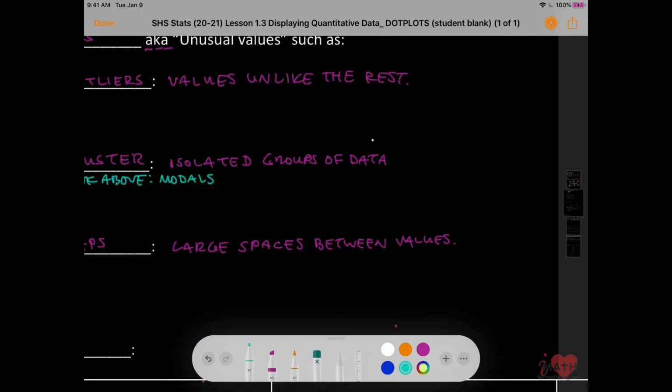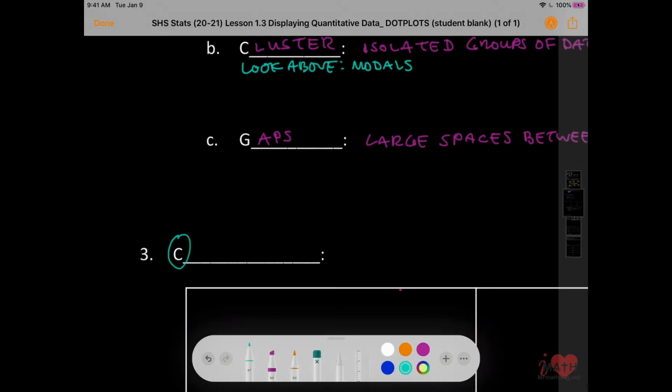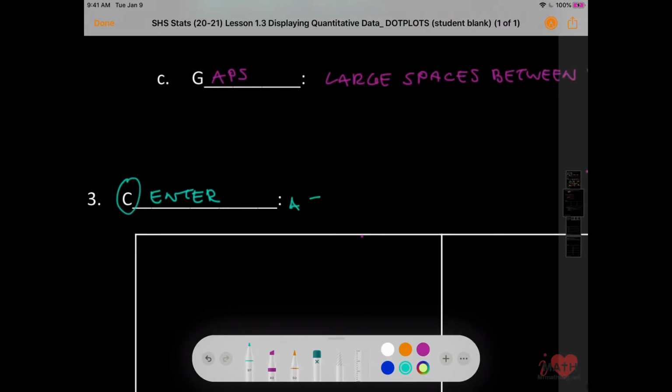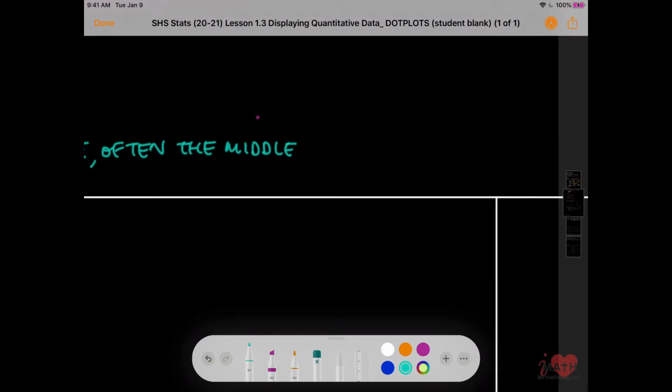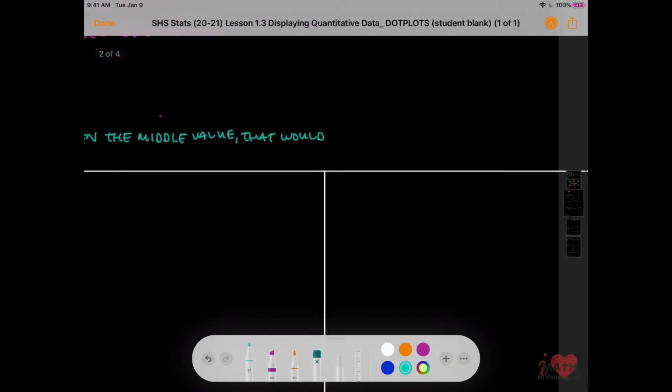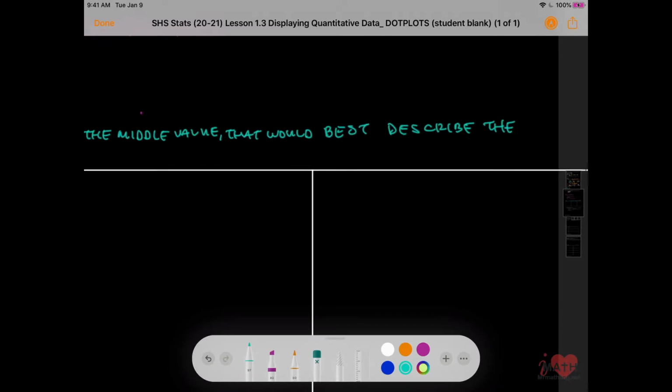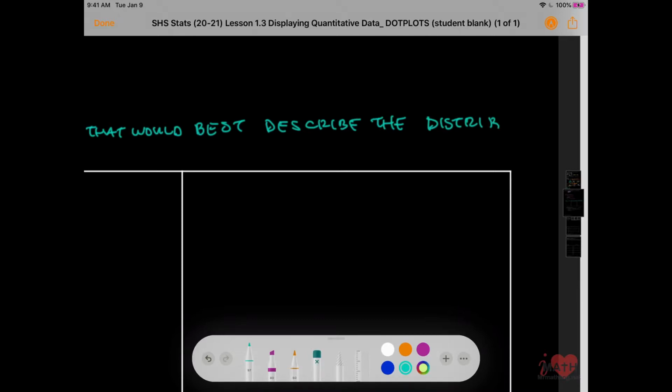All right, let's move on now to the C in SOCKS. That is called the center. What is the center? A typical value in the middle, a value that would best describe the distribution. Remember, distribution is just your picture of your data.